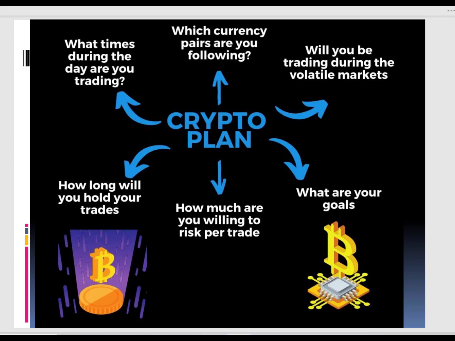How long will you hold your trades? Are you a swing trader, a day trader, a scalper? These are all questions you need to ask yourself to assess your risk profile. What times during the day are you trading? Again, are you a scalper or a swing trader? This is important. If you don't know the difference yet, check our Market Uncharted channel, where you can see a video about the types of traders.